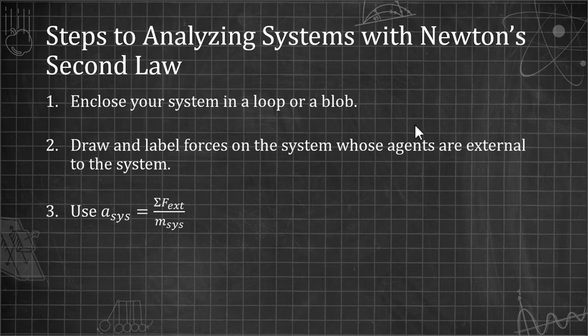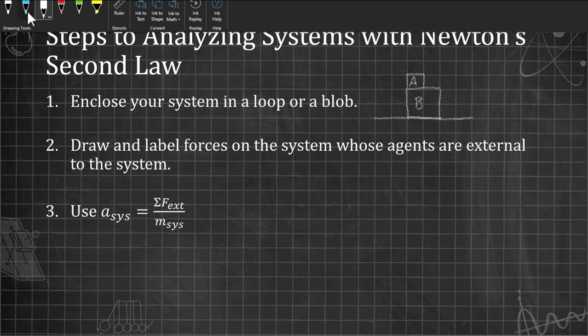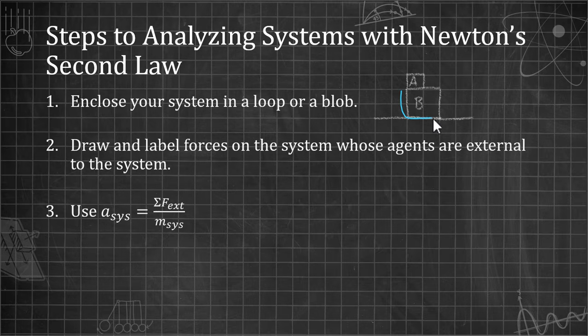And here are the steps to analyze using this modified system. We want to enclose our system in a loop or a blob. We want to draw and label the forces acting on the whole system whose agents are external to the system. And then we want to use this equation: acceleration of the system is equal to the net external force divided by the mass of the whole system. In this example of block A stacked on top of block B, we could group them as a whole system of block A and block B. The external forces on this system would be the gravitational force acting on the entire mass of the system, A and B, and the normal force acting upwards on the system.